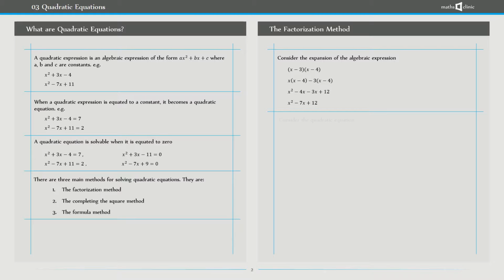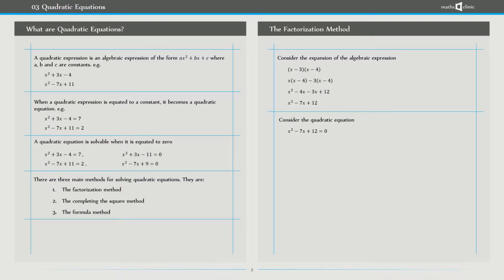plus 12. Now consider the quadratic equation x squared minus 7x plus 12 equals 0. Okay, x squared minus 7x plus 12 equals 0. Now how do we go about solving this quadratic equation?